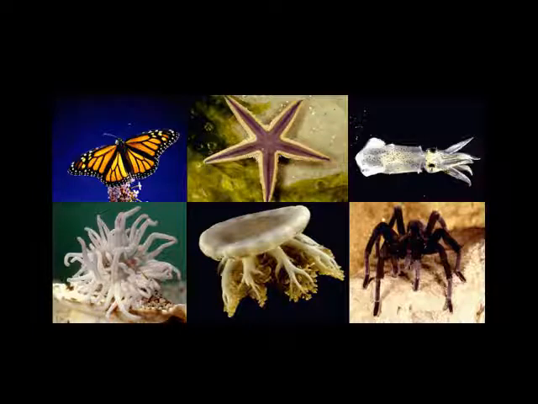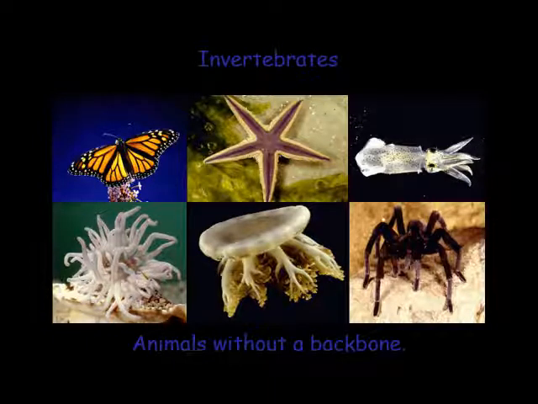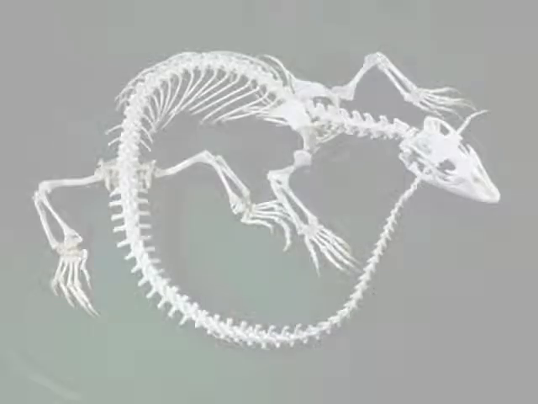And when it doesn't have a backbone, how do we call it? Invertebrate. Here are some examples of invertebrates. Can you mention some examples of invertebrates, Sarah? Starfish. Jellyfish. Butterfly. Grasshopper. Octopus. Slugs. Ants. All of these are examples of invertebrates. And most animals on earth are invertebrates. They do not have a backbone.